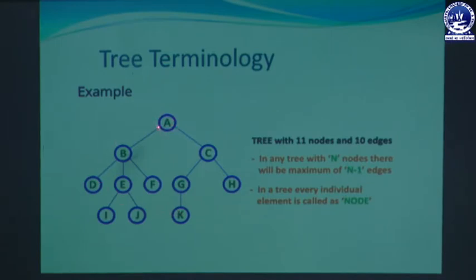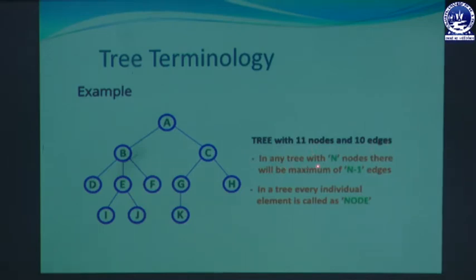You can see these are the nodes of the tree, that means here A, B, C, D, E, F, G, H, I, J, K are the nodes of the tree, and these links connecting A and B, or A and C, or one node with another node, are called the edges of the tree. And this tree has 11 nodes and 10 edges.